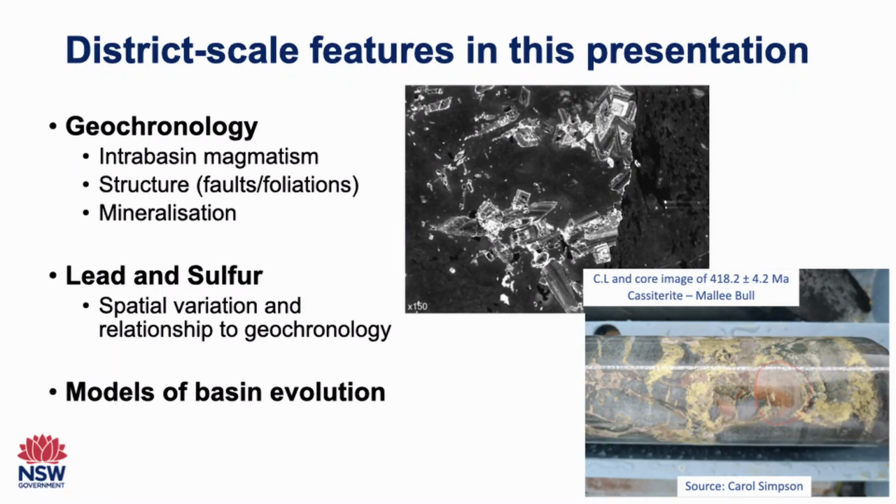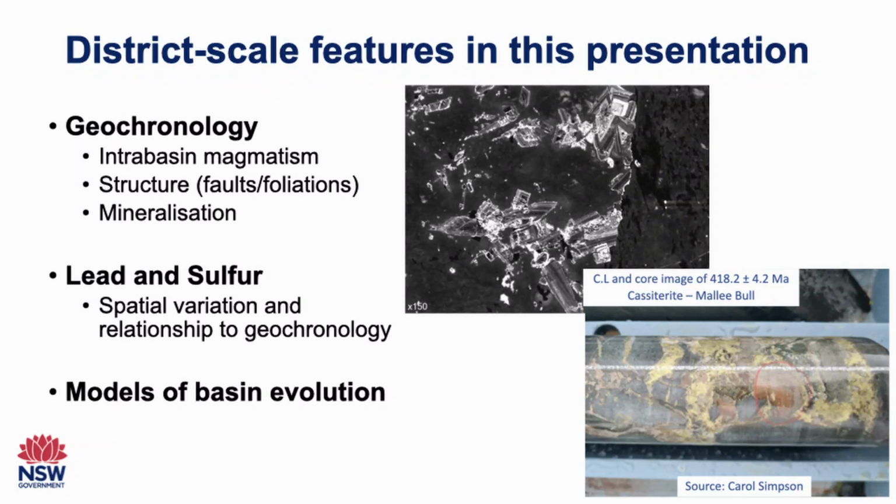So I'm going to talk about these sorts of features. When I said district scale, it's obviously the favourite things that I've got. I'm going to talk about geochronology. So we'll have a quick look at the intra-basin magmatism of the Cobar Basin. We'll look at geochronology of faults and foliations in the basin, and then the geochronology of mineralisation itself. And we'll meld from that into lead isotopes and the spatial variation of these isotopes across the basin. And all of that will end up in this three-stage model that we've come together with.